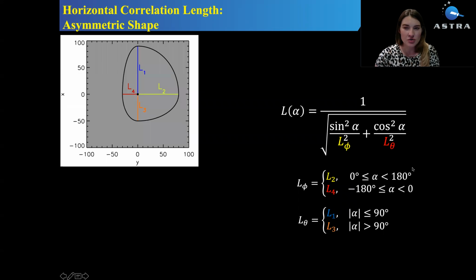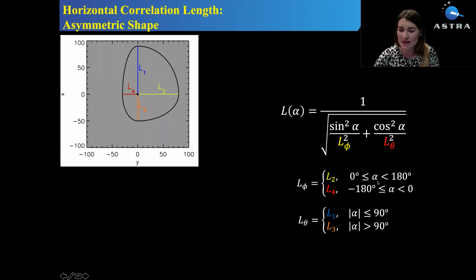So we suggest using an asymmetric shape instead of the ellipse. The asymmetric shape would be defined the following way. We would find the correlation distances in four orthogonal directions at 0, 90, 180, and negative 90 degrees, and call them L1, L2, L3, and L4. And then we would use the same elliptical equation, but with some conditions.